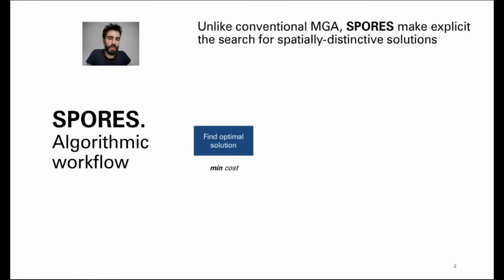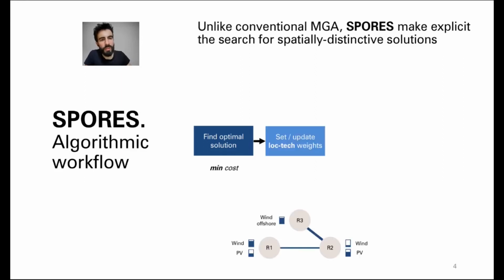Now, let's have a look at the algorithmic workflow behind this. First, we identify the optimal solution by cost minimization, just as a starting point. Then, we need to assign weights or scores to each location technology combination proportional to their spatially explicit degree of technology deployment. For instance, let's imagine that the cost-optimal solution for a simple energy system with 3 regions is represented by the sketch at the bottom of the slide.